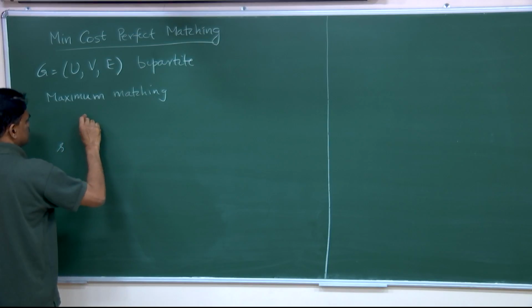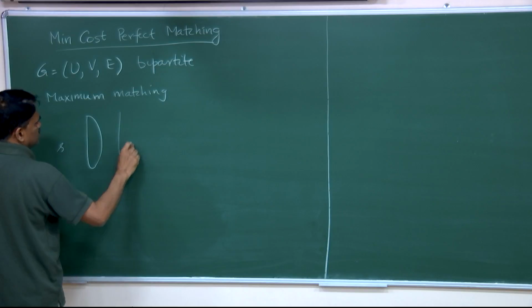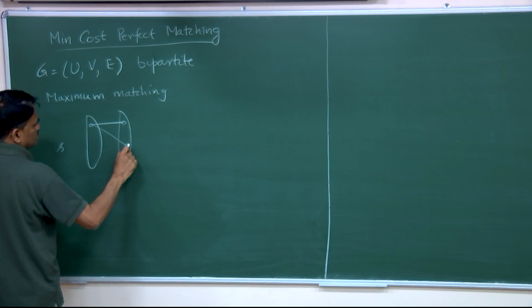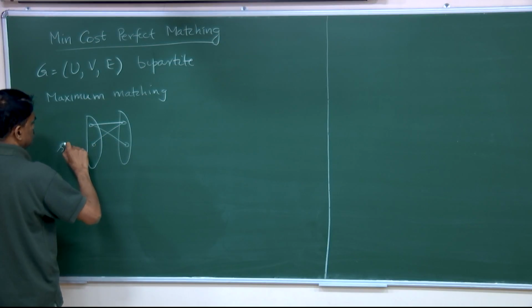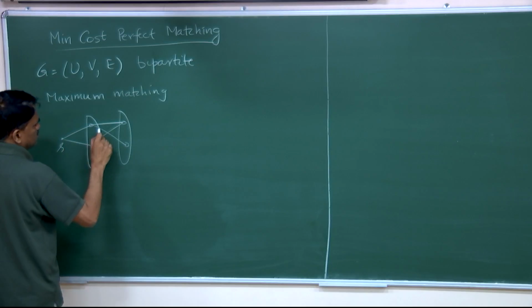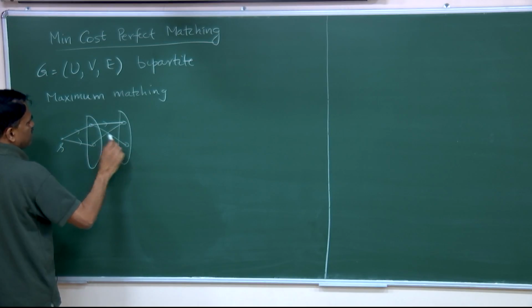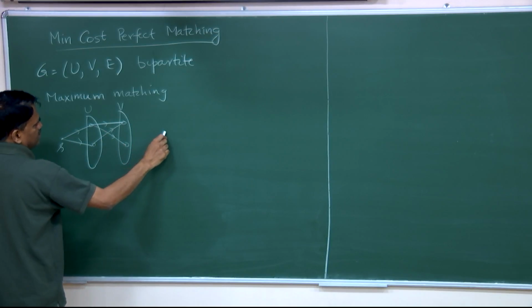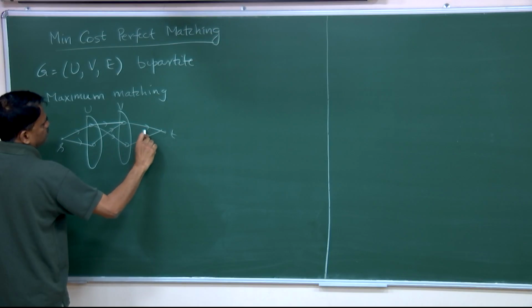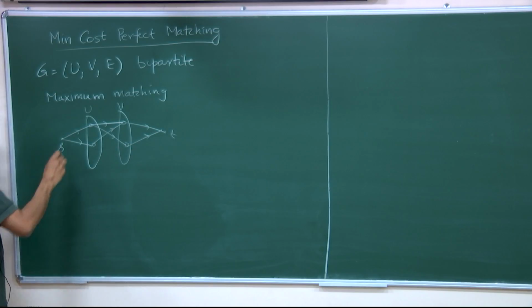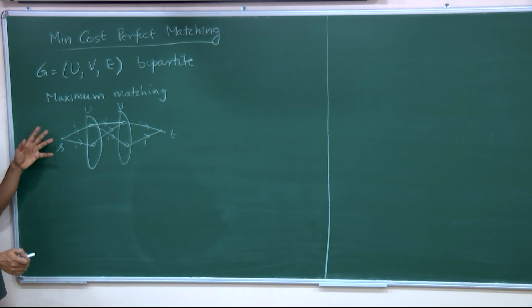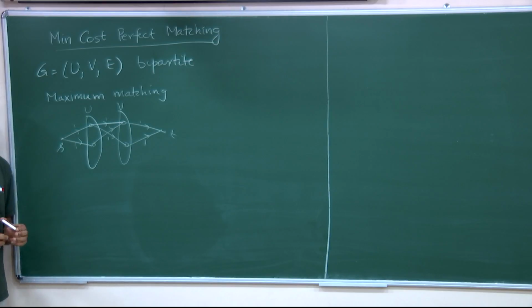So let's look at this simple network. We created the source. Suppose this is my graph. Then we add these edges and we create this sink. Then you run MaxFlow with all capacities 1, and whatever MaxFlow you get, we pull out a maximum matching out of it. Now, how does the MaxFlow algorithm work?